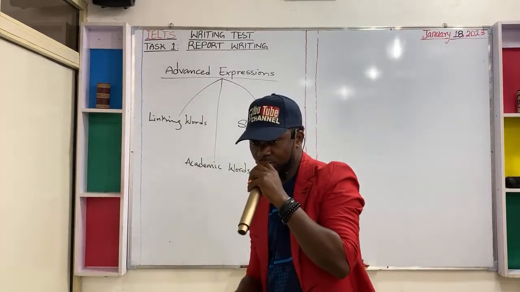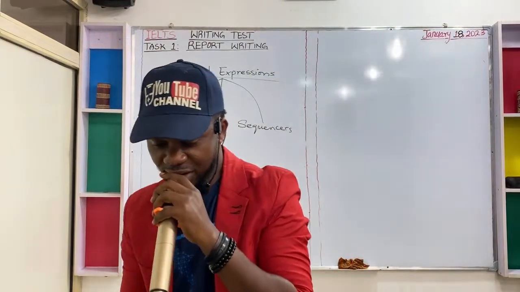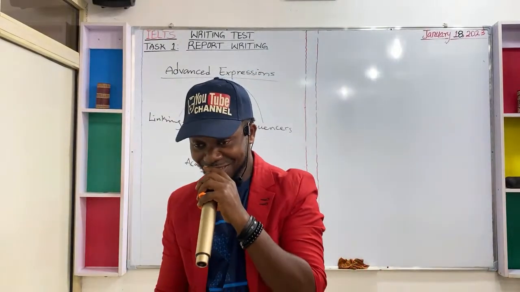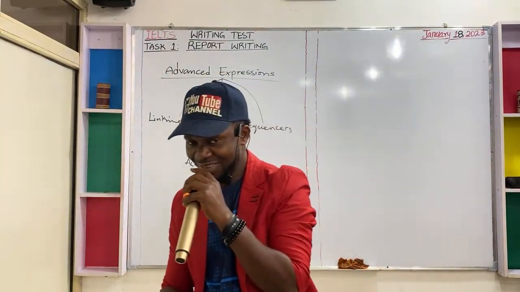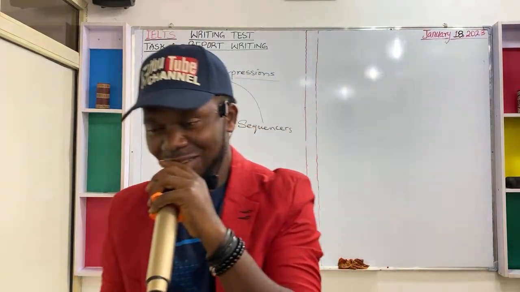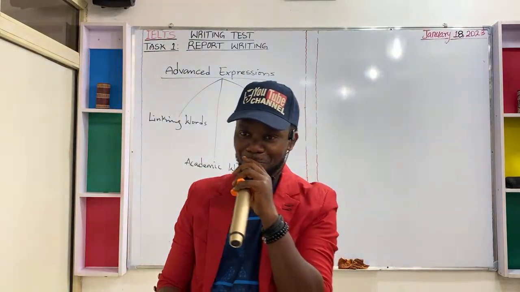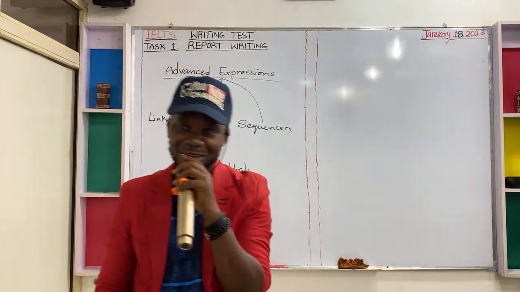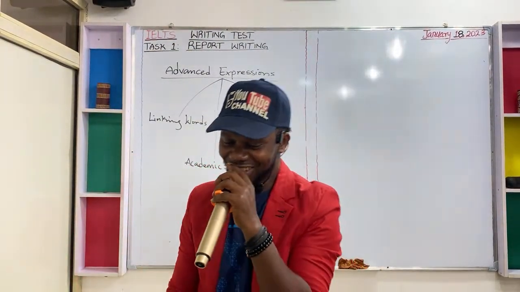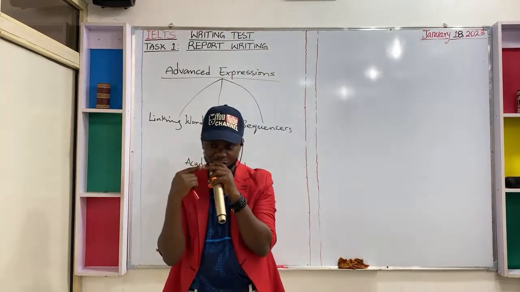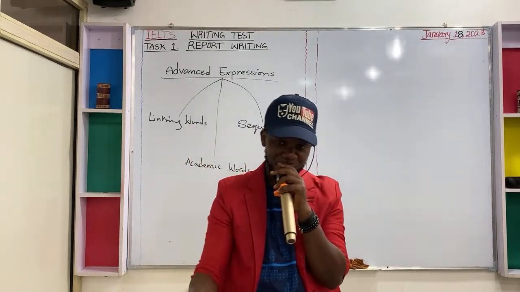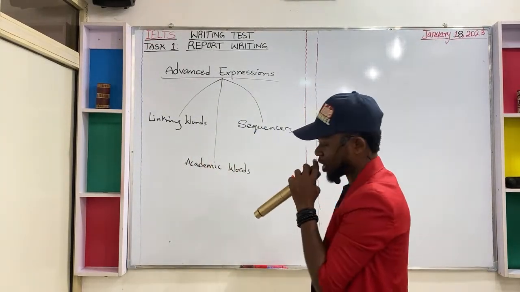Examples of linking words: however, furthermore, contrarily, notwithstanding. However. Yes, you have said that. Whereas, more so, while, in a nutshell, meanwhile, right? So these are linking words you can use to join or connect two or more independent sentences to become one. Okay, let's proceed to sequencers.